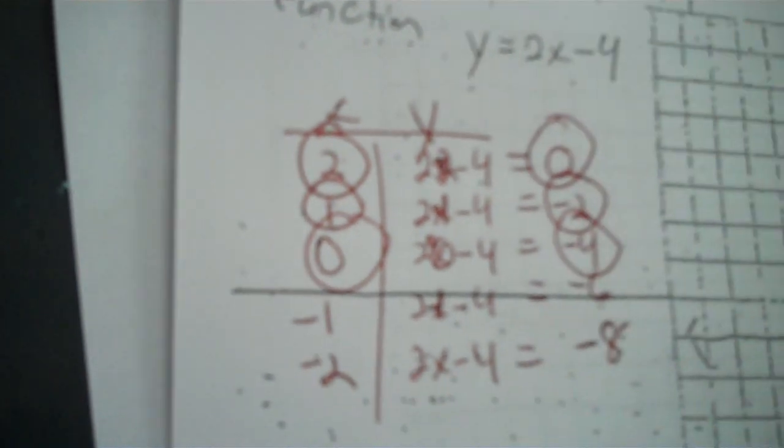0, negative 4. So if x is 0, I don't move forward or backwards from the origin, down 1, 2, 3, 4. Negative 1, negative 6. So I go backwards 1, down 1, 2, 3, 4, 5, 6. Negative 2, negative 8, I go backwards 2, down 1, 2, 3, 4, 5, 6, 7, 8. Okay.